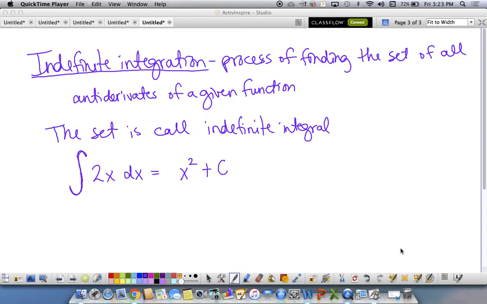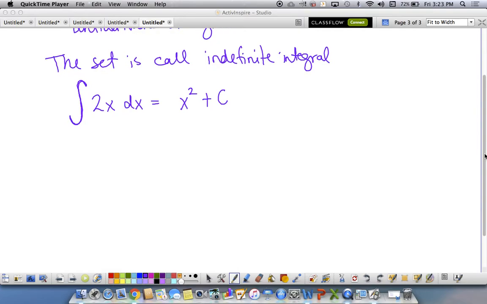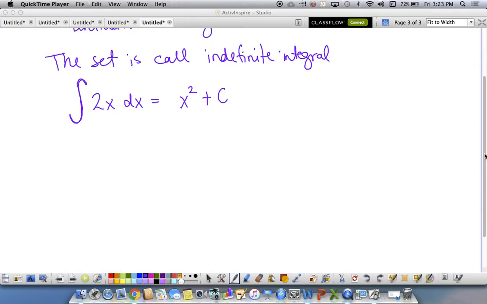And I'm going to tell you the truth, I don't use the word indefinite very much. I'm just going to say integral. The integral of 2x dx. So here, let's do some examples.